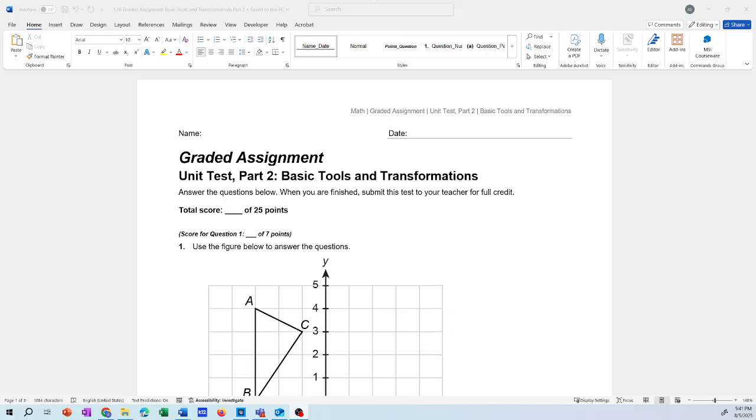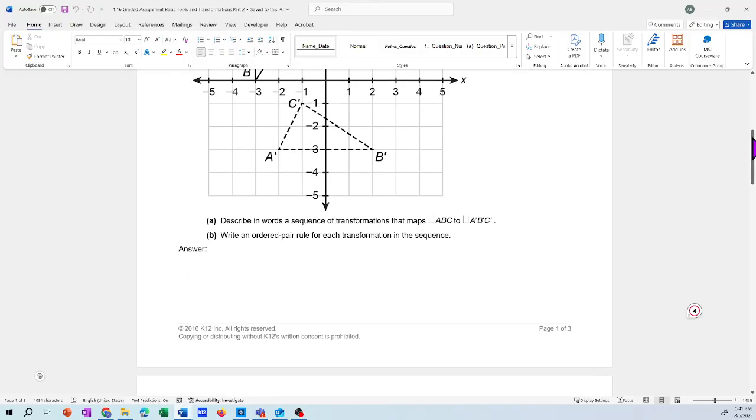So today I'm going to explain the graded assignment, the second part of the Unit 1 test, Basic Tools and Transformation. Let's take a look at the first problem. It says use the figure below to answer the questions. Letter A: describe in words a sequence of transformations that maps triangle ABC to triangle A'B'C'. And then letter B: write an ordered pair rule for each transformation in the sequence.